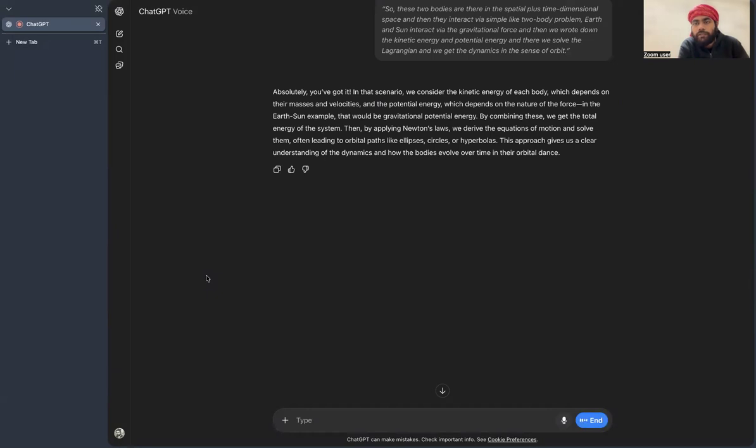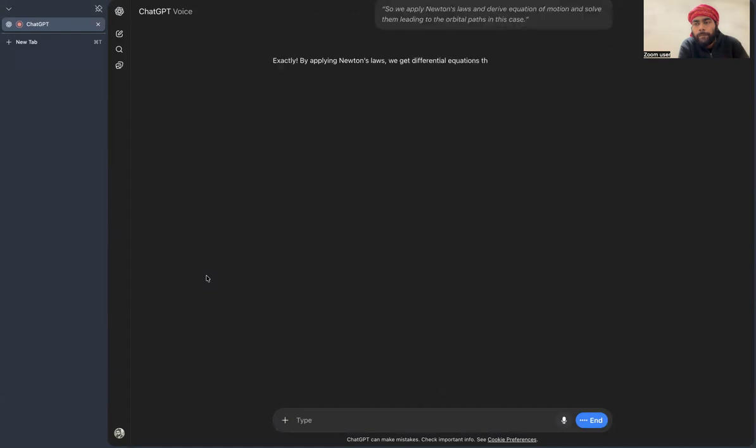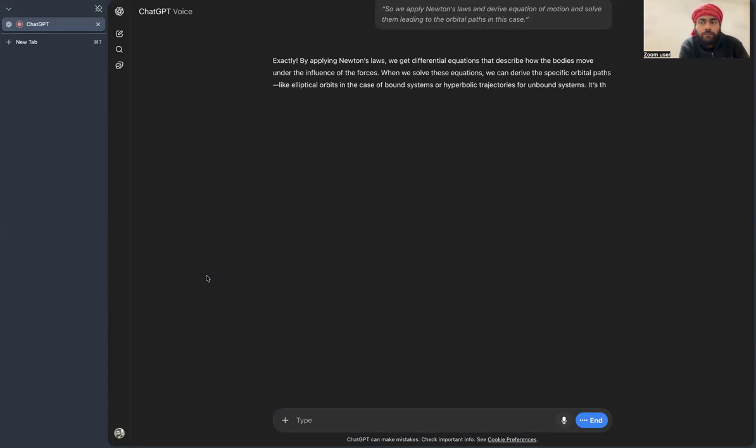So we apply Newton's laws and derive the equation of motion and solve them, leading to the orbital paths in this case. Exactly. By applying Newton's laws, we get differential equations that describe how the bodies move under the influence of the forces. When we solve these equations, we can derive the specific orbital paths like elliptical orbits in the case of bound systems or hyperbolic trajectories for unbound systems. It's that process that helps us understand the shape, orientation, and evolution of the orbits in detail.